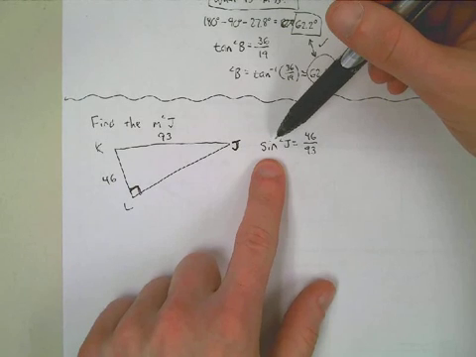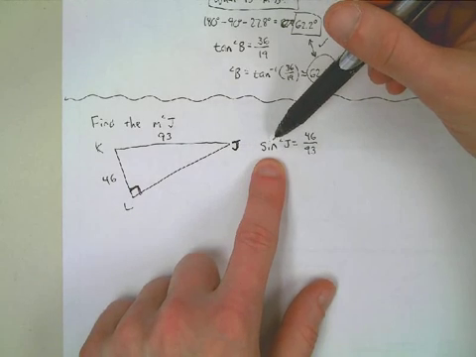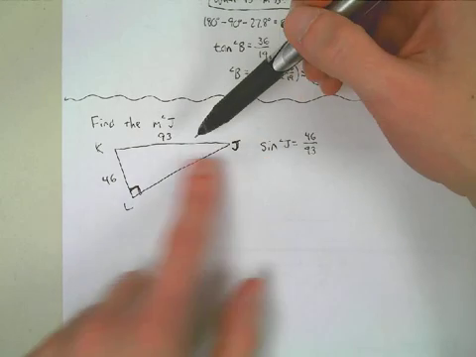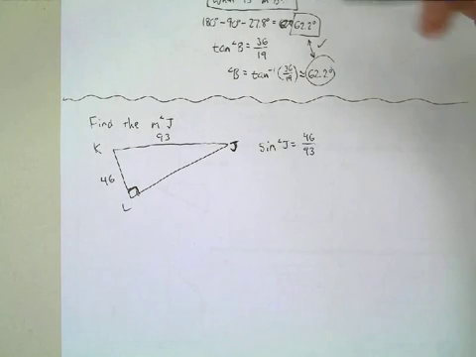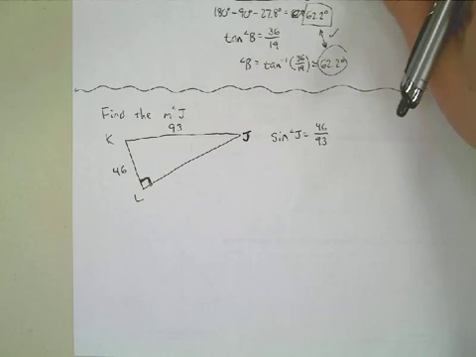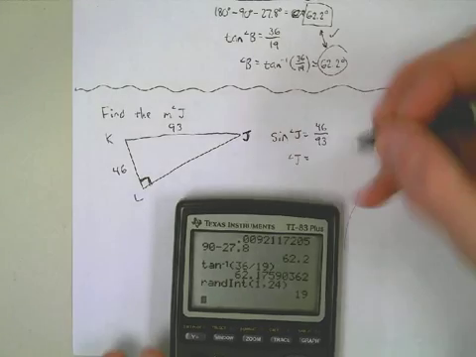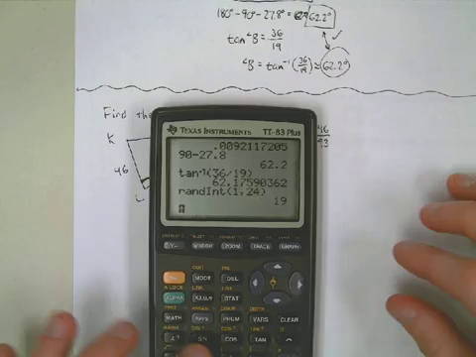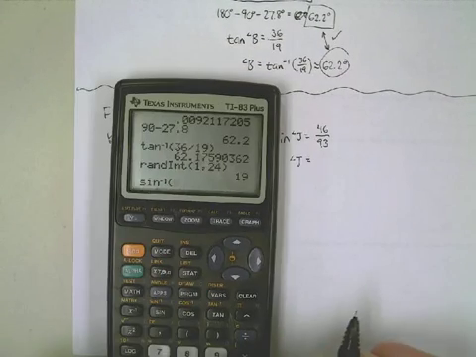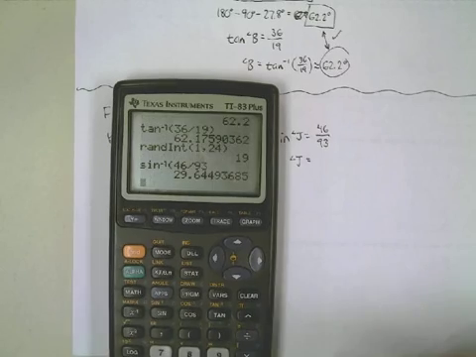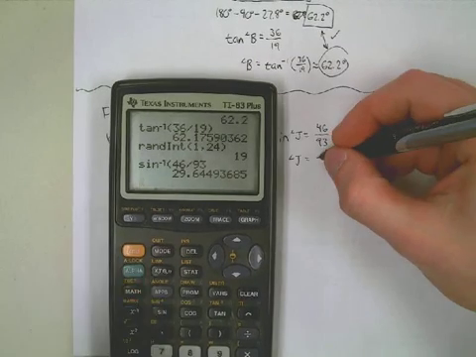Okay. So sine is opposite over hypotenuse. That's why we use sine there. Now, to finish solving here, angle J equals, and we press second sine, 46 over 93. So you get that angle J is about 29.6 degrees.